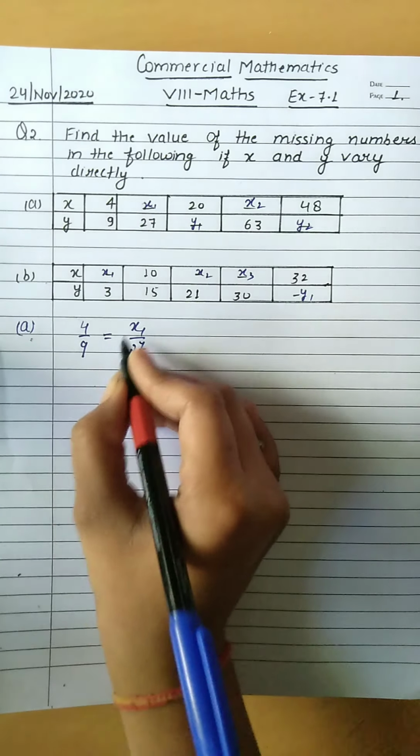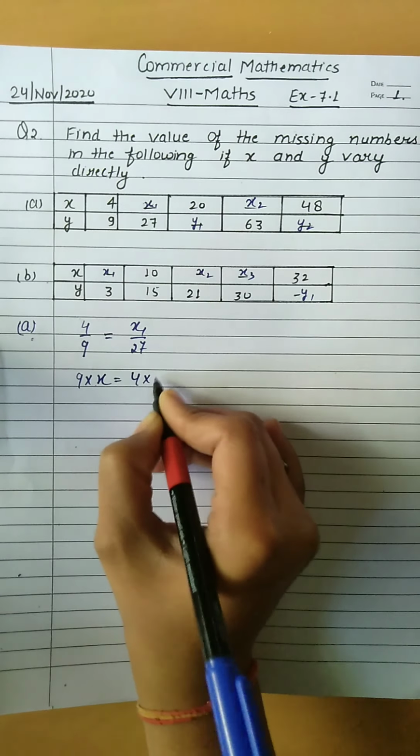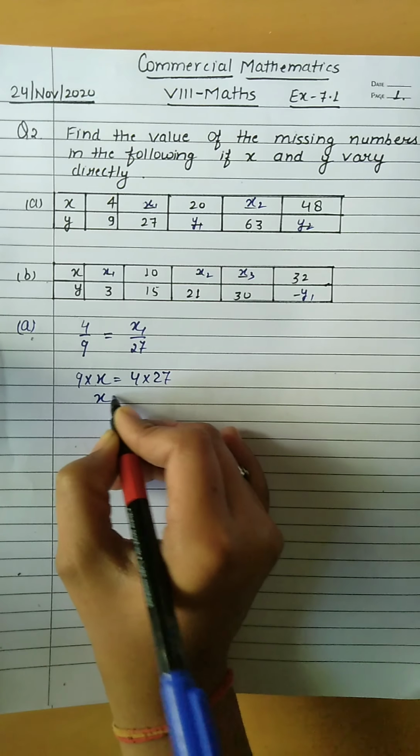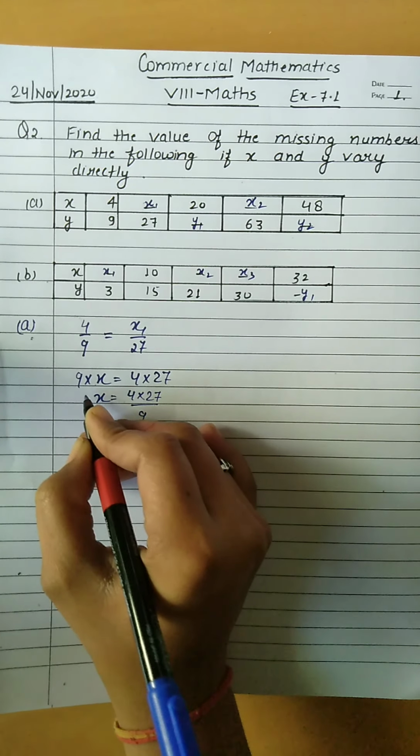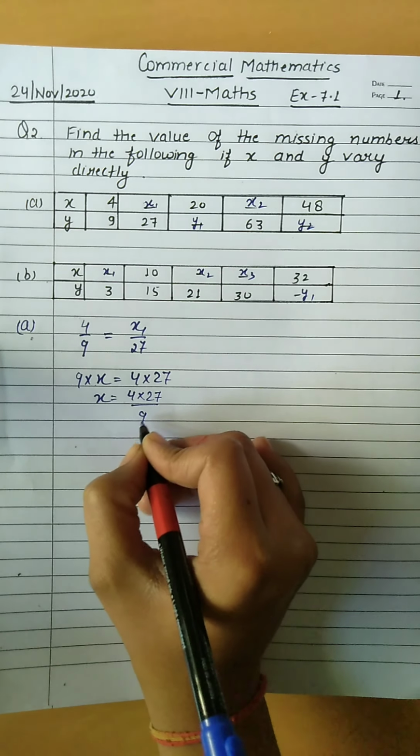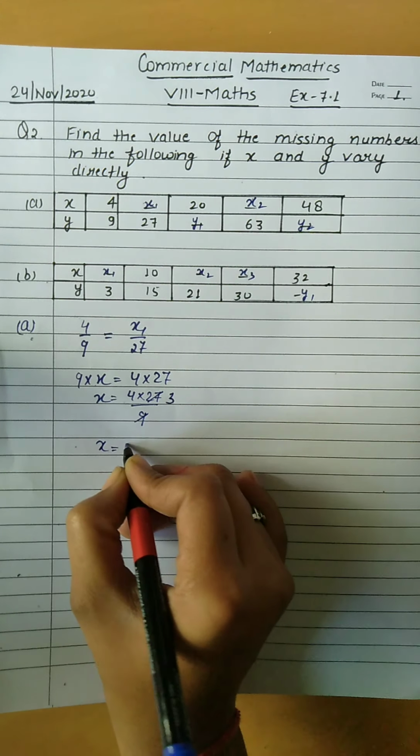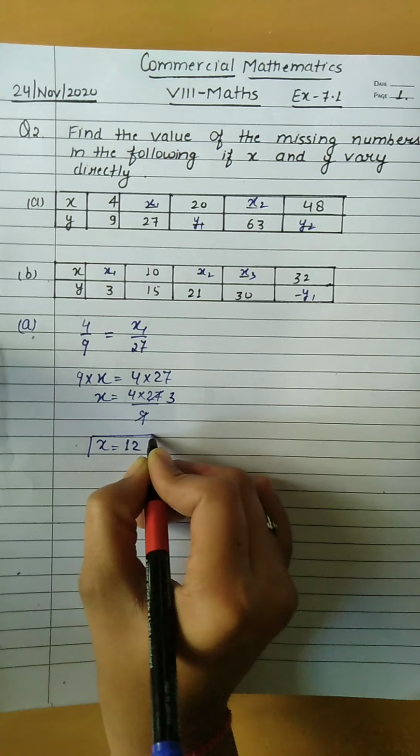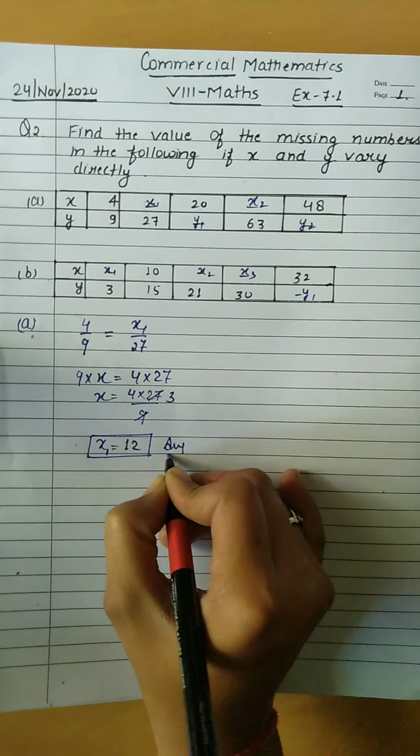Okay, so now we can cross multiply here. So, students, 9 into x is equal to 4 into 27. Okay, so here x is equal to 4 into 27 upon 9. Okay, because it is multiplied here, so that means it will be divided. Okay, so 9 3s are 27. That means x is equal to 4 into 3, that is 12. Okay, so students, x1 is here 12. So that is your answer.